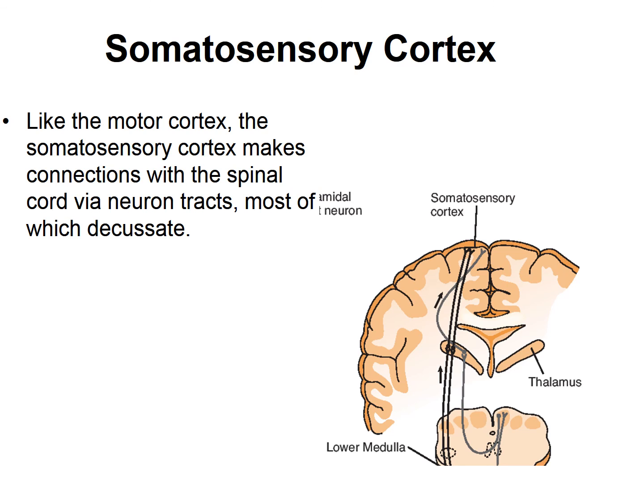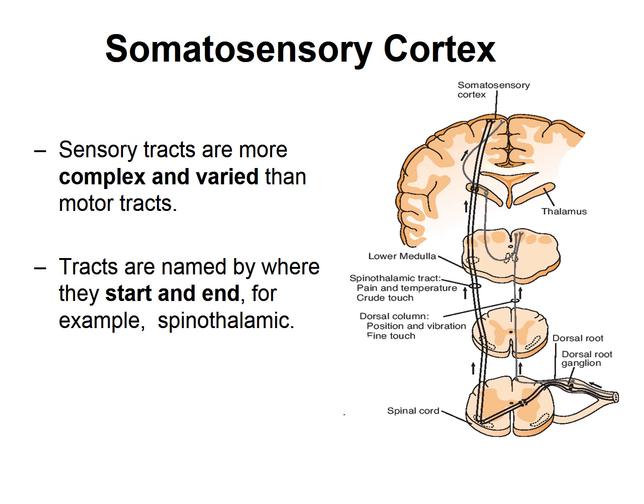And just like the motor cortex, the somatosensory cortex makes connections with the spinal cord via neuron tracts, most of which again tend to decussate. Geez, I don't know if I'm saying that right, but you get what I mean. They cross over. Okay, I checked. I was saying that right. Decussate, the crossing over of the tracts.